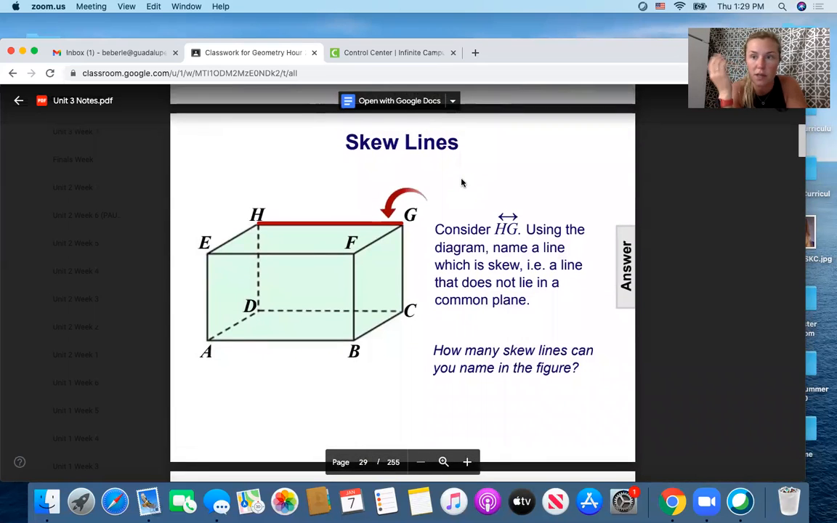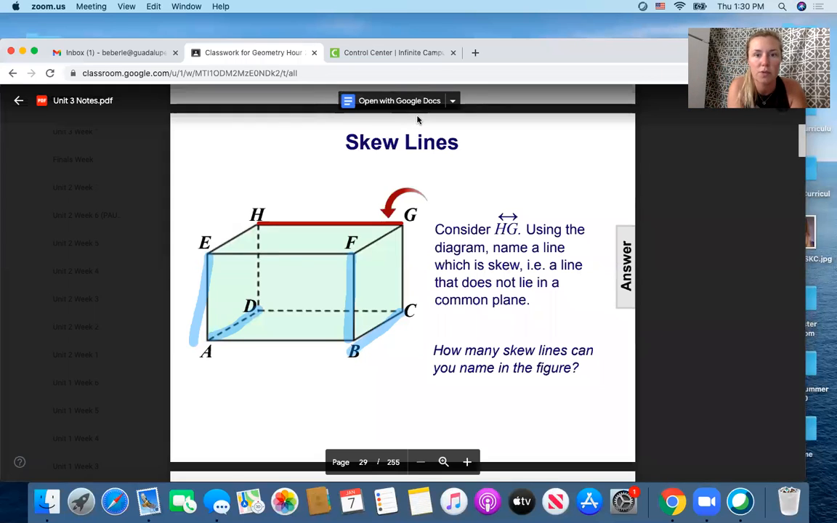So talking about skew lines on an actual cube, consider HG. Using the diagram, name a line which is skew, a line that does not lie in a common plane. How many skew lines? Do you guys remember doing this before? I was teaching you ahead. So this would be skew right here, okay, because it's not parallel, it's not perpendicular, it's never going to touch. Another one that we could call skew would be over here. And we could say that this one is skew because it's not parallel, it's not perpendicular, it's never going to touch. You also could say this one would be skew.